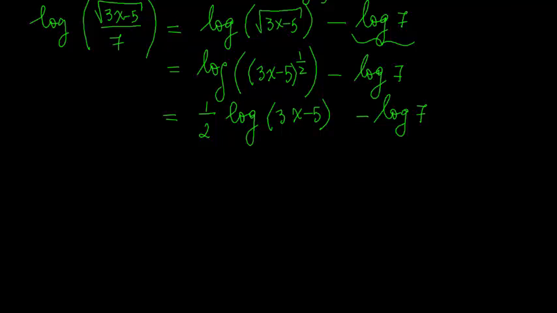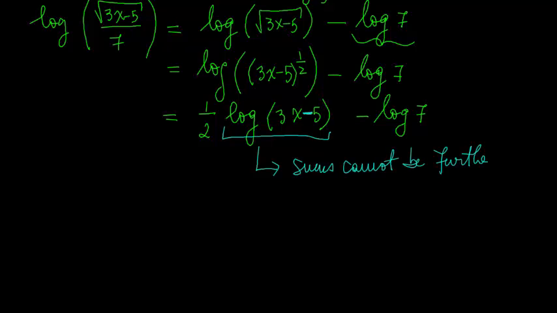Now the question is, can I split this particular log any further? And the answer is no. The properties that we have for splitting logs only apply to multiplication and division, not to addition and subtraction. So sums, which is what I have here, I have in fact a difference, sums cannot be further decomposed. So once you get to an expression like this, where you have 3x minus 5, or the sum of two terms under a log, there is nothing you can do to simplify that term any further.